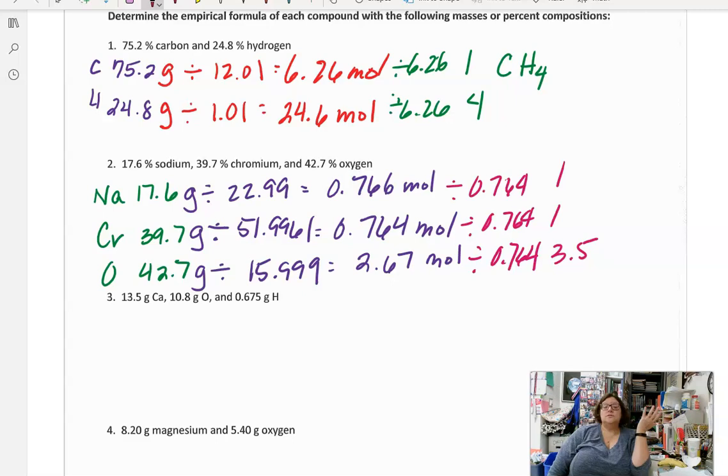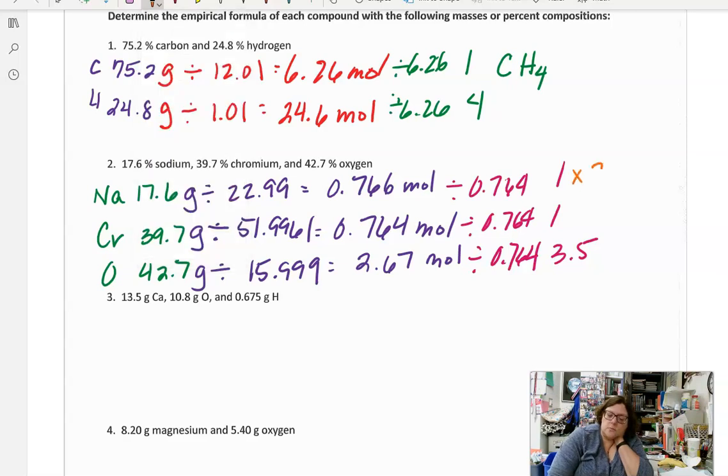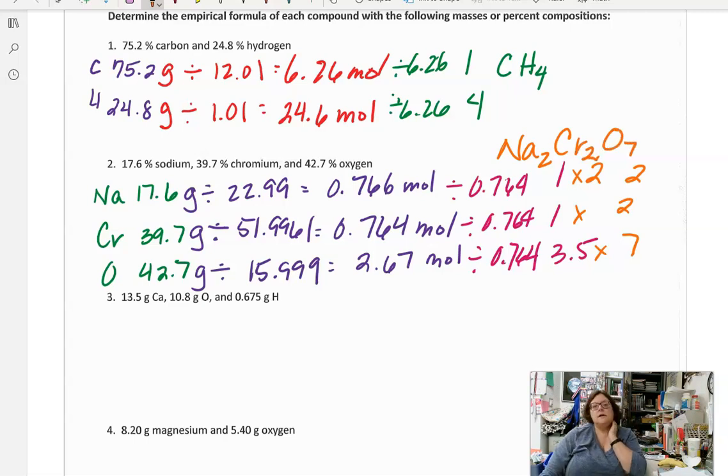Now we have to use that last line of the poem, multiply till whole. If I multiply them all by 2, I should end up with a whole number. What color shall we use? Do orange. So I'm going to multiply that by 2, that by 2, 3.5 by 2 is 7. So in the end, I get Na2Cr2O7 as my empirical formula. Okay?